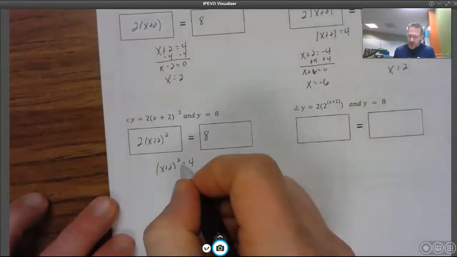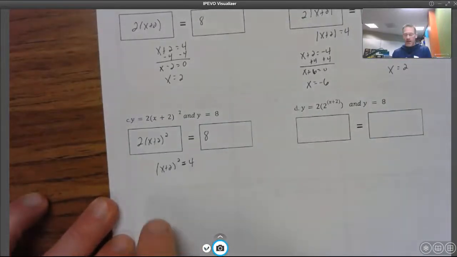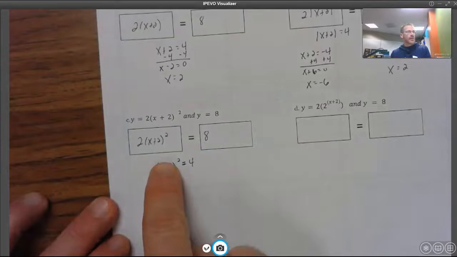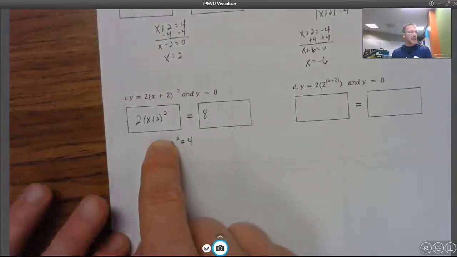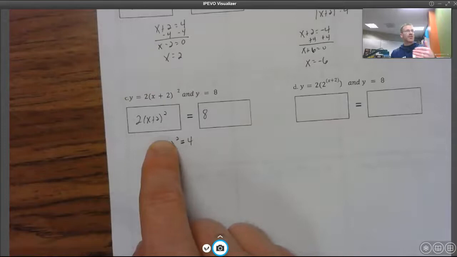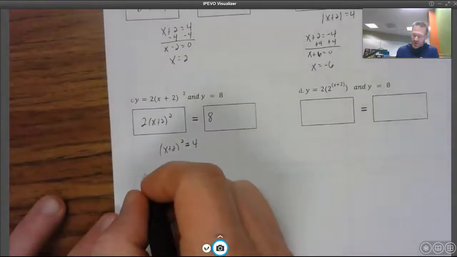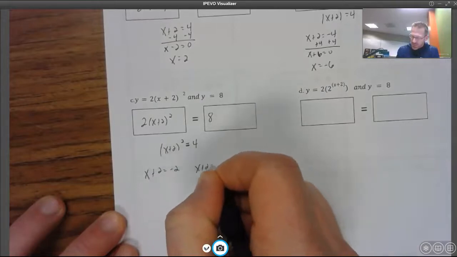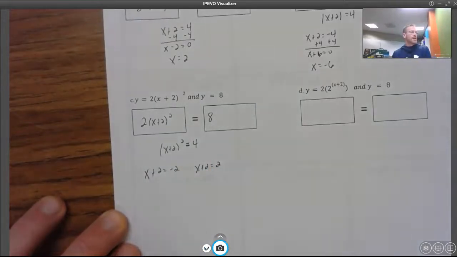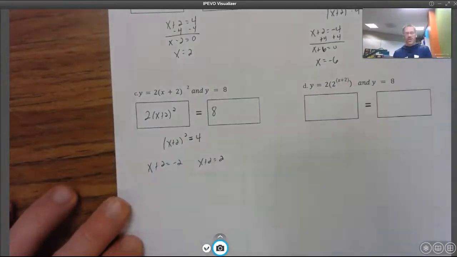And so now we have to ask ourselves, what squared is 4? And once again, there are two answers here. 2 times 2 is 4. Negative 2 times negative 2 is 4. So whatever's inside, behind my hand, can be 2 or negative 2. So that means x plus 2 could be negative 2. x plus 2 could be positive 2. Now, once again, if you don't know the math fact, get it equal to 0, right?